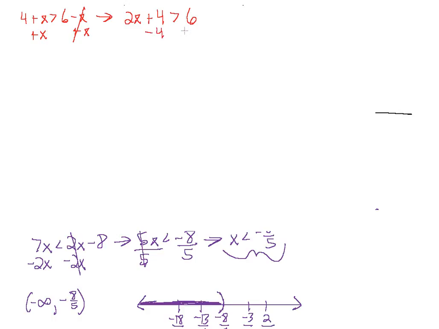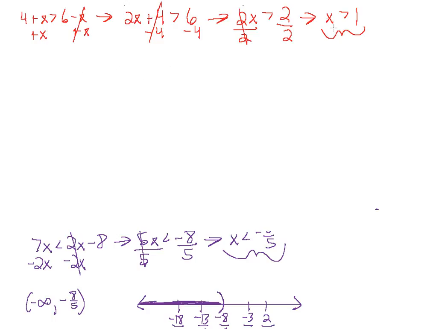Let's go ahead and move our 4 to the other side by subtracting 4 from both sides. So we have 2x is greater than 2. Let's isolate our variable by dividing both sides by 2. So we have x is greater than 2 over 2, or just x is greater than 1. So this is our solution set, and we want to give the solution set in interval notation and see what it looks like on a number line.